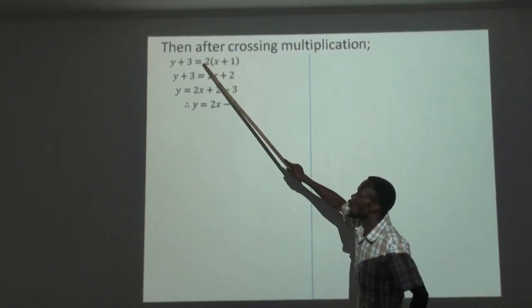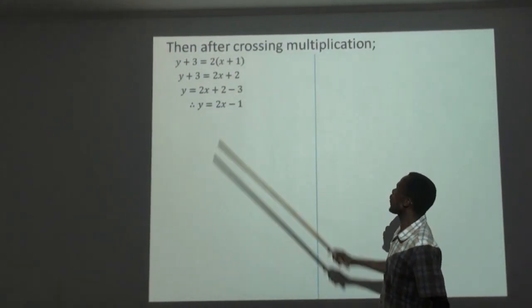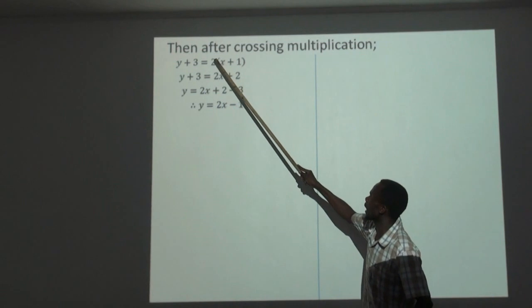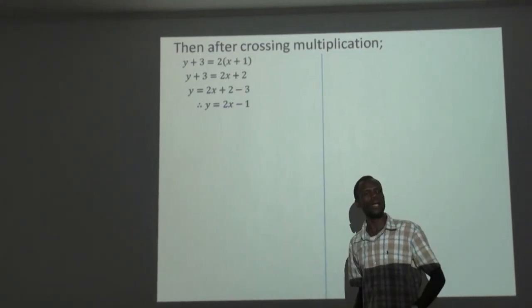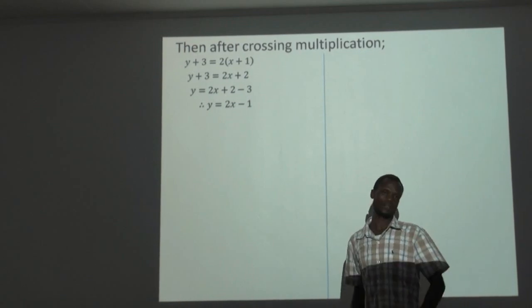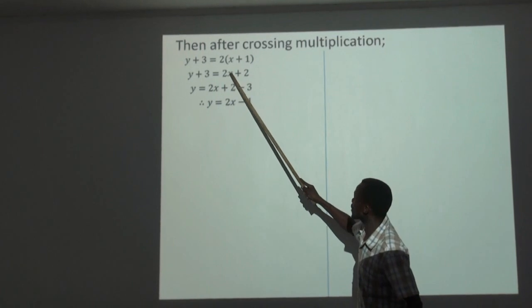Then y plus 3 is equal to... opening the bracket. What are we opening? Brackets. When opening brackets, you multiply this by this, and this by this. But if there is a negative, that must be considered. Do you get that point? Yes. Now, it is 2x plus what?